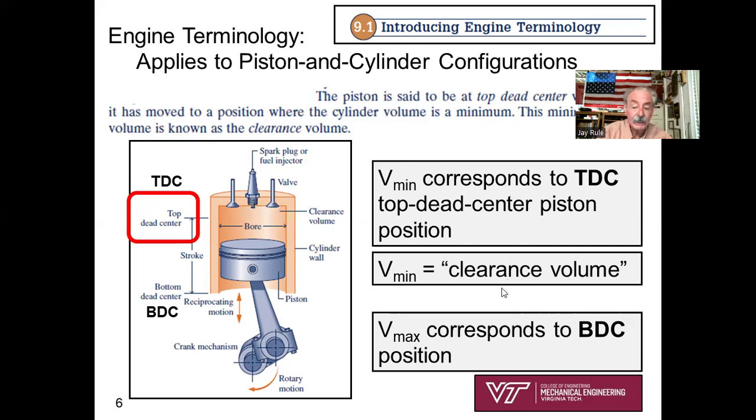That's going to be mentioned in your homework problems. Clearance volume given a number, that's V minimum. The maximum volume is going to correspond to bottom dead center. So I think you can visualize that with the sketch. When the piston is as far as it can go towards the crankshaft, that's going to be bottom dead center, corresponding to V maximum.